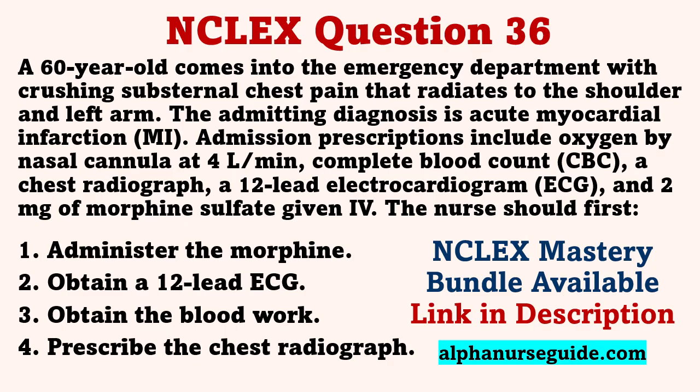1. Administer the morphine. 2. Obtain a 12-lead ECG. 3. Obtain the blood work. 4. Prescribe the chest radiograph. The correct answer is 1. Administer the morphine. Although obtaining the ECG, chest radiograph, and blood work are all important, the nurse's priority action should be to relieve the crushing chest pain. Therefore, administering morphine sulfate is the priority action.